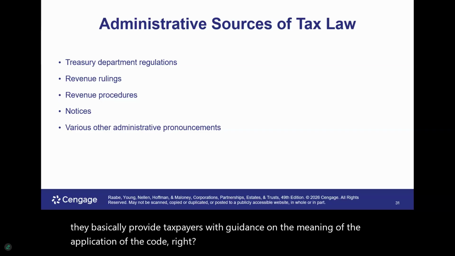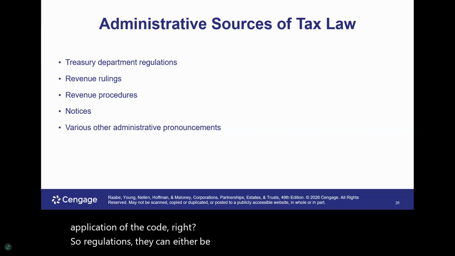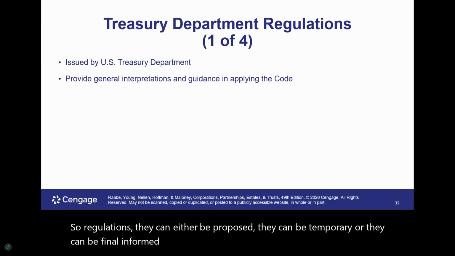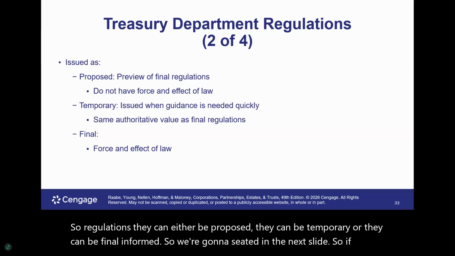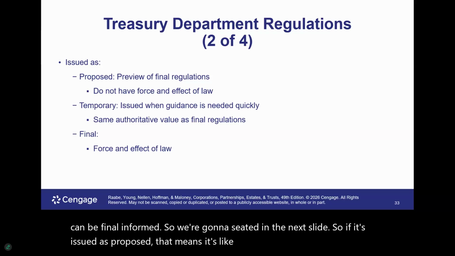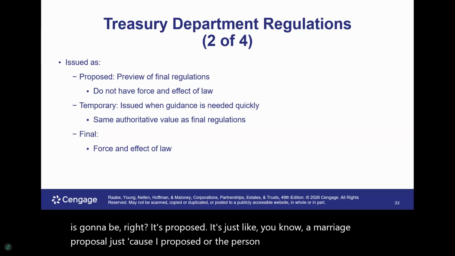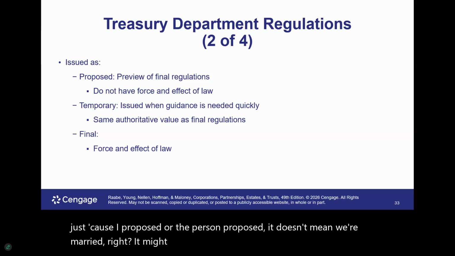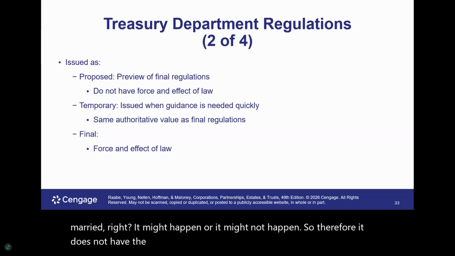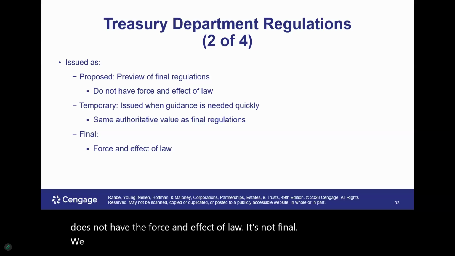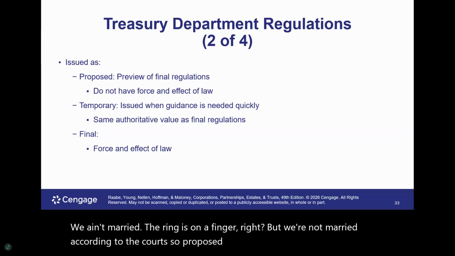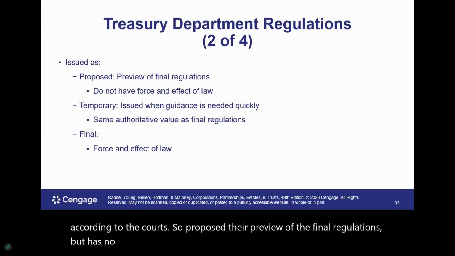Regulations can either be proposed, temporary, or final in form. We're going to see that in the next slide. If it's issued as proposed, that means it's like a preview of what the final say-so is going to be. It's just like a marriage proposal. Just because the person proposed, it doesn't mean we're married, right? It might happen or it might not happen. Therefore, it does not have the force and effect of law. It's not final. The ring is on the finger, but we're not married according to the courts. So proposed regulations are a preview of the final regulations, but have no force and effect of law.